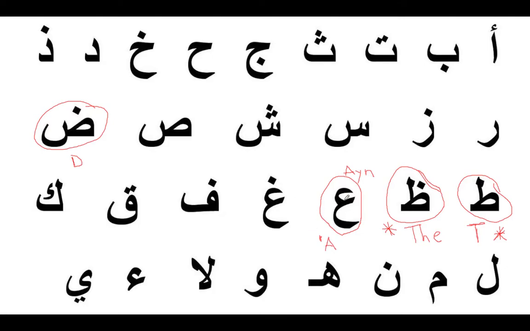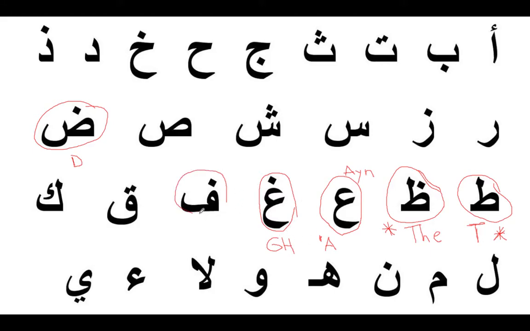And so the letter opposite to the letter Ayn is Ghain, right? Because it has the dot over here. And so the letter Ghain makes the GH sound, okay? It makes an R sound, almost as if you're gurgling water, okay?